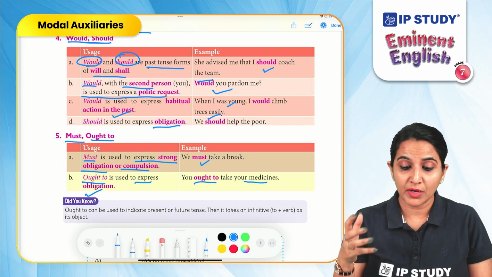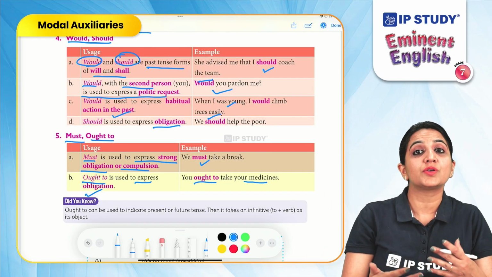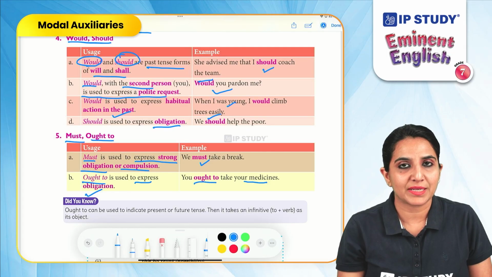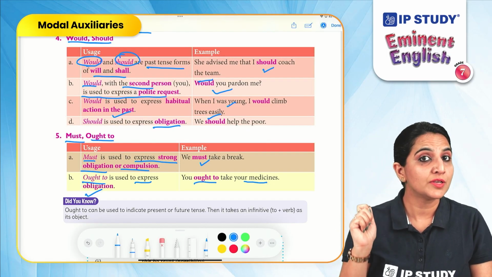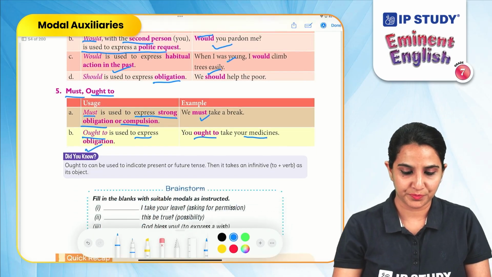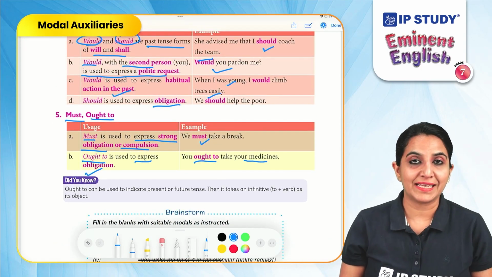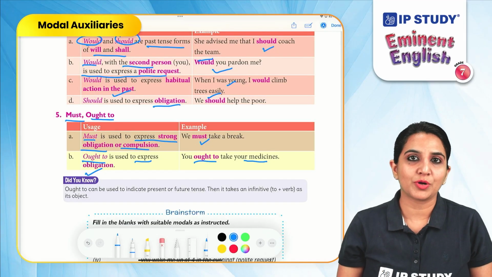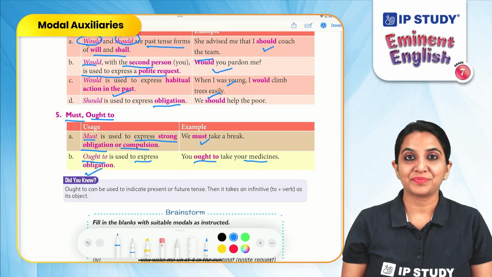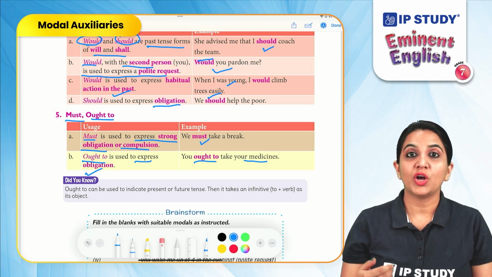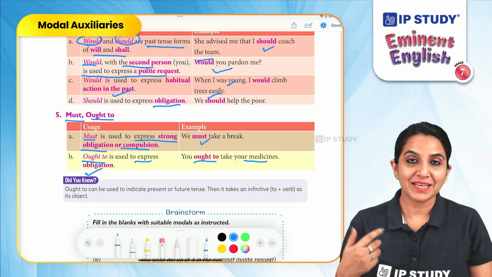For example, you ought to take your medicines. That means if you have to recover yourself, you have to take your medicines. So it's not a stronger compulsion, but must is used when it is a stronger compulsion. So this was all about modal auxiliaries. In this lesson, we did modal auxiliaries which were may, might, can, could, would, should, ought to, and must.